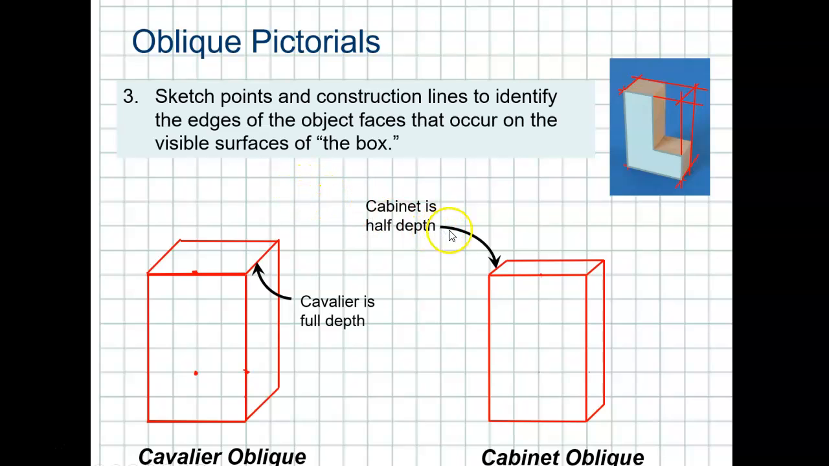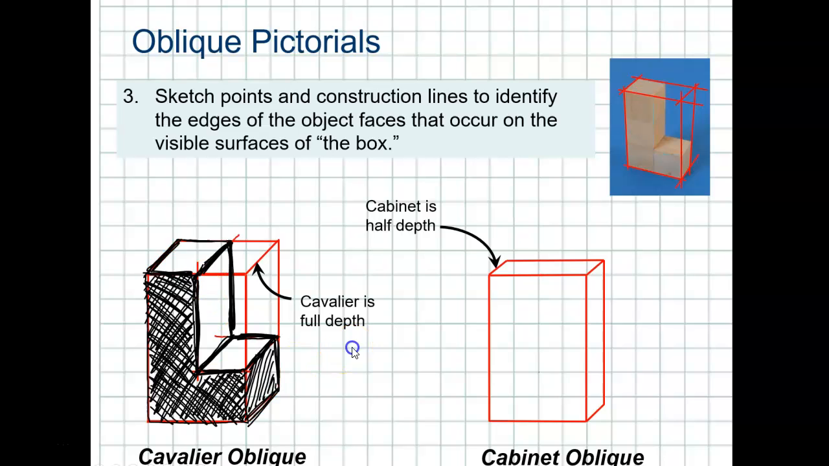For step 3, sketching points help you make construction lines to identify the edges of the object faces that occur on the visible surfaces of the box. So here in the example, you have this blue face. That's the front face. That's what we're going to be sketching. So what you see here is there's dots. These dots represent those corners or the edges. So the dot right here represents this dot right here, or this corner. Okay. You can also just go up to and over to right here to find that dot and draw those horizontal and vertical lines.